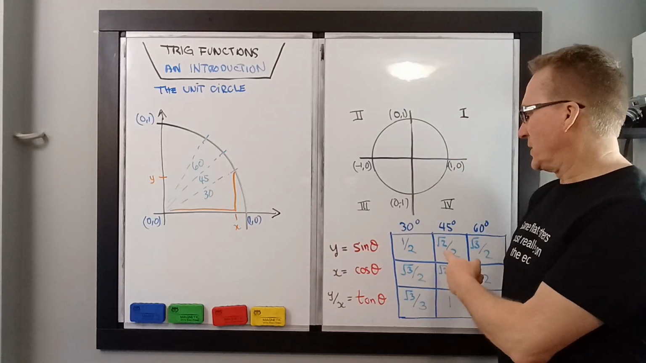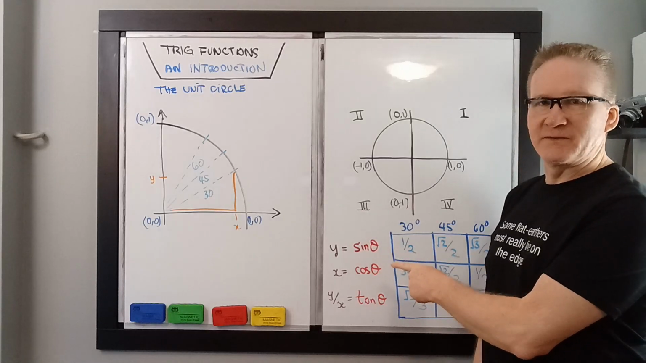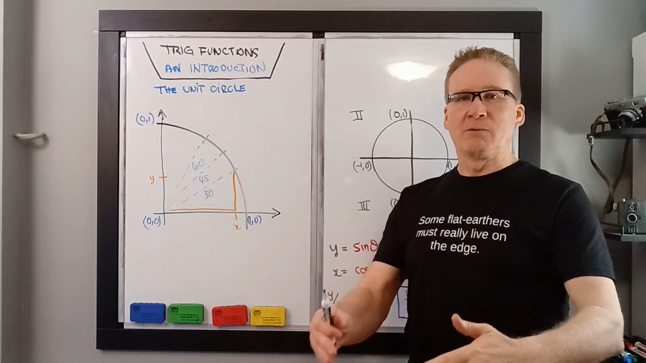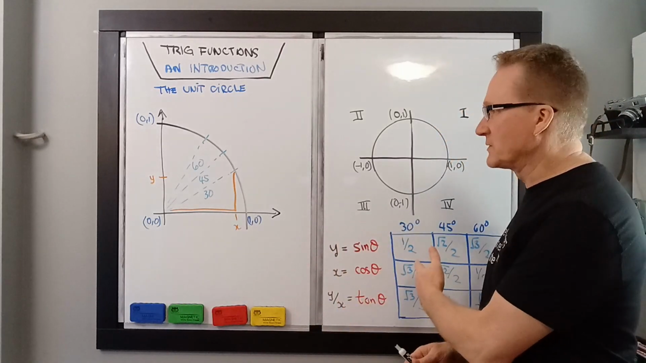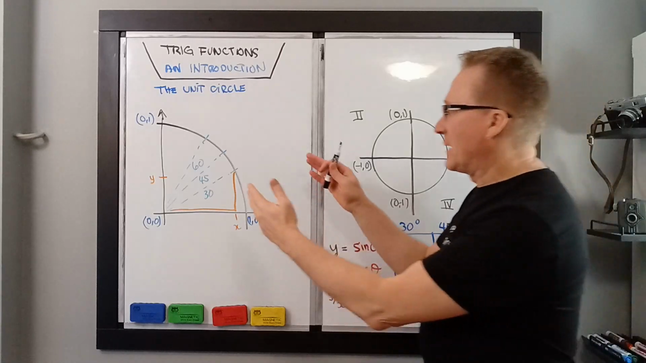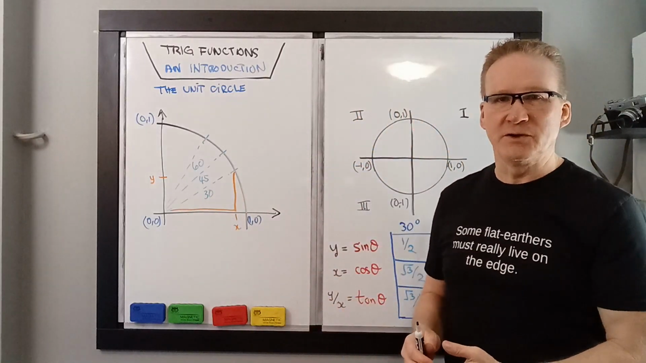How did we get this information? First of all, the sine, cosine, and tangents for these values, we got that from a previous video where we used two different triangles to produce this, and now we're going to use this, and I'm going to show you how to put this onto the unit circle.